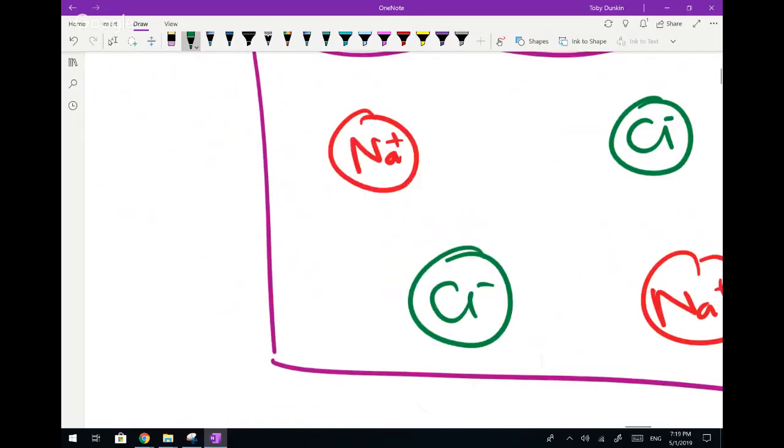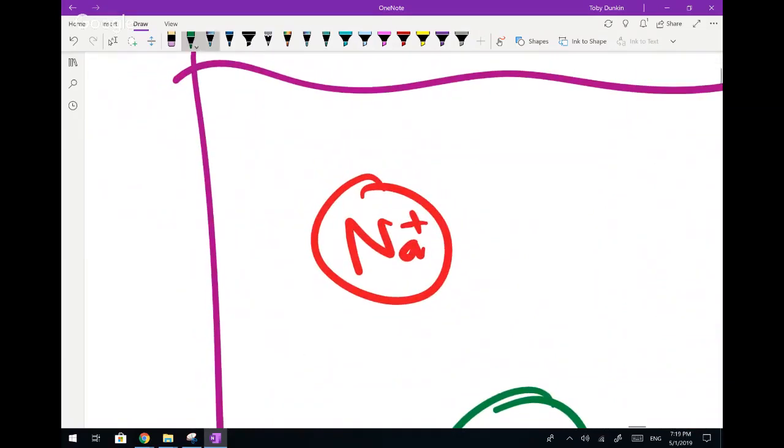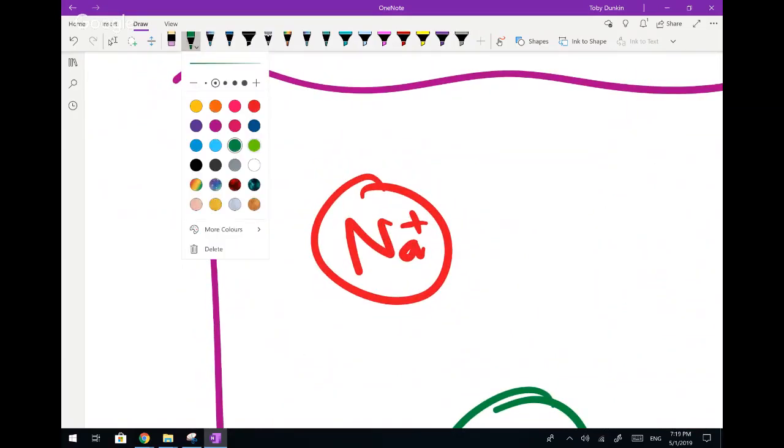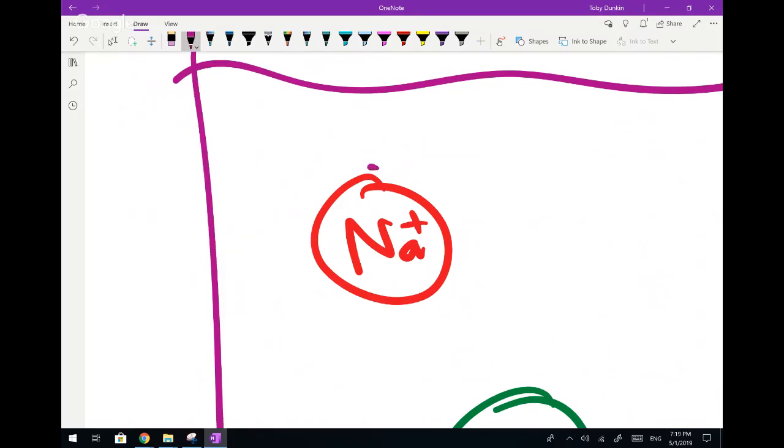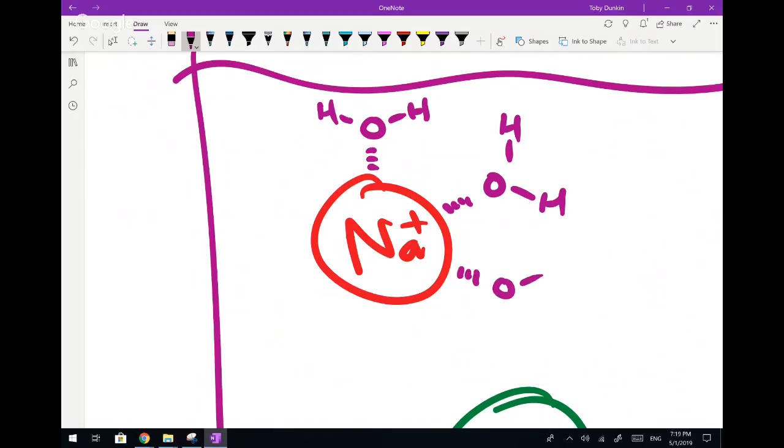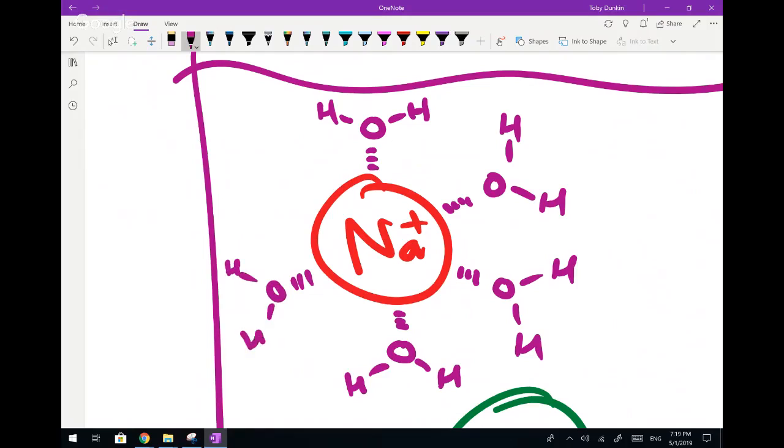So let's now zoom in on one of these ions. What the sodium is now forming is an electrostatic attraction to the water molecules, because water is actually polar, the oxygen is slightly negative. So it's going to form electrostatic attractions, the same type of bond that I had in the ionic compound in the first place, and it's going to make a lot of them, because water molecules are very small and they will surround that positive ion.